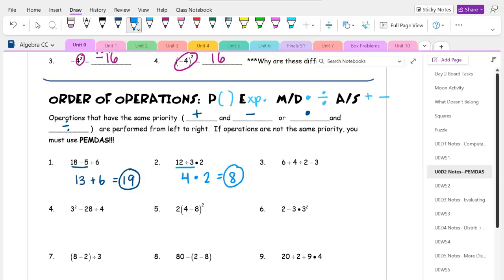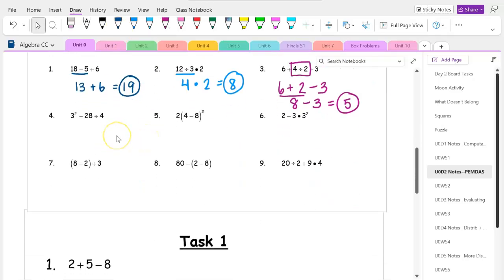All right, now number 3 is where you have to be careful. We have addition, division, subtraction. Addition and subtraction are the same priority, but division comes first. So the first thing you've got to do is this. 4 divided by 2 is 2. Everything else comes down. Now we have the same priority. Now we go left to right. 6 plus 2 is 8, and then 8 minus 3 is 5.